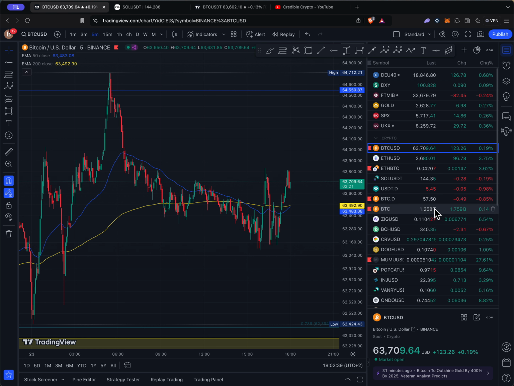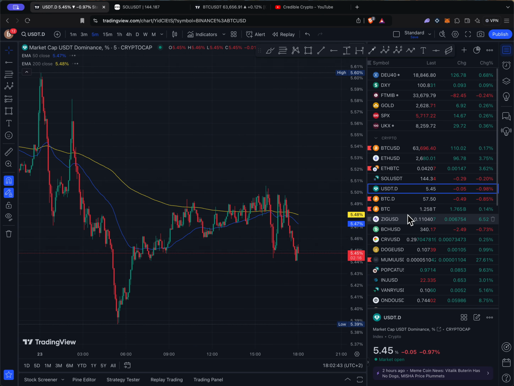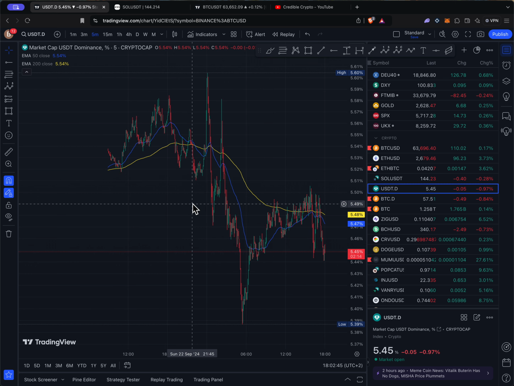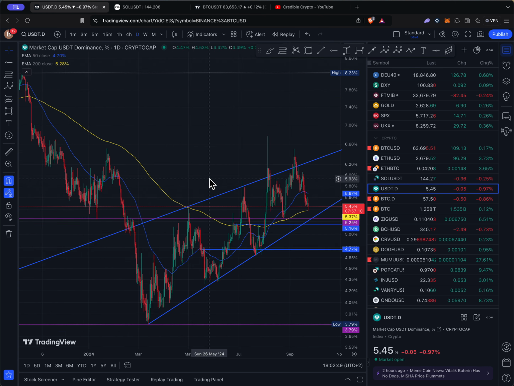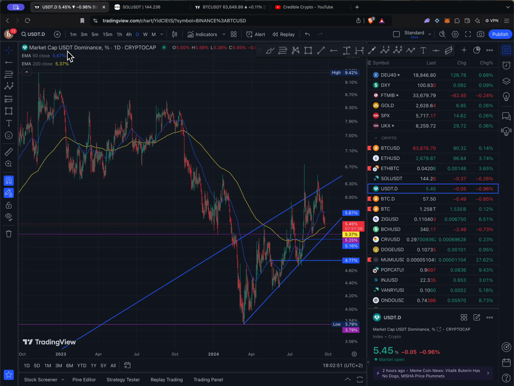Hope everything is clear from my point of view so far about what we're talking. I'm gonna add a bit more confluence with this chart in here. This is the market cap USDT dominance, USDT.D.